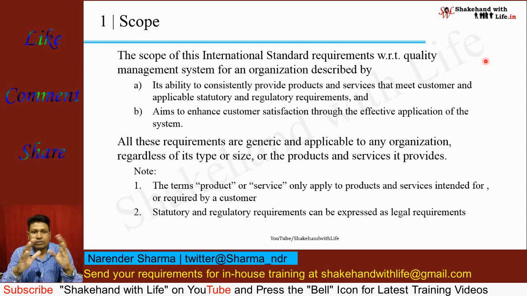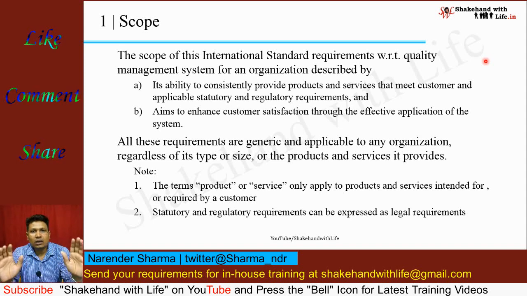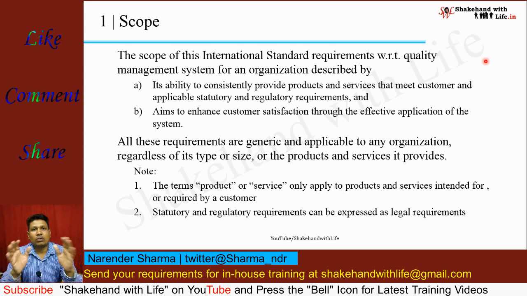Therefore, the scope of this ISO 9001-2015 depends upon two things: the ability of the organization to provide products and services consistently to meet the customer and statutory and regulatory requirements, and enhancement of customer satisfaction through effective application of the quality management system. All these requirements are generic in nature and applicable to any organization, regardless of its type and size.